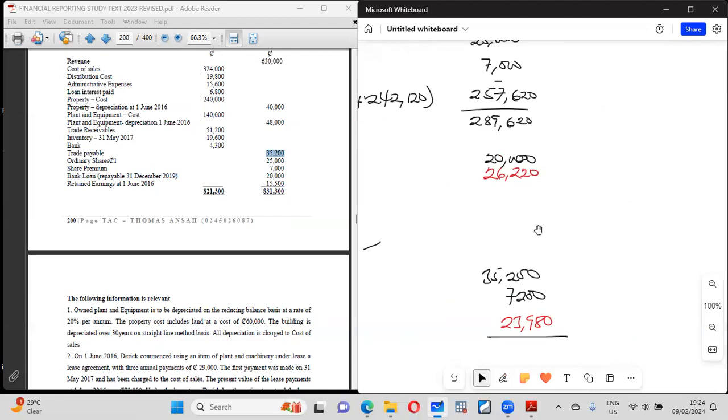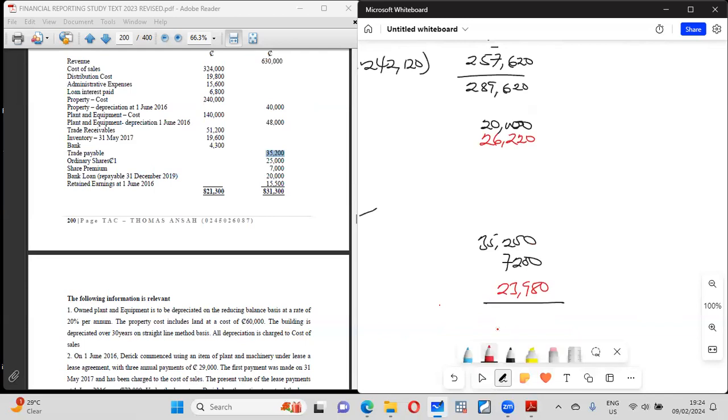Okay, so that is that. So you have 289,620 plus 20,000 plus 26,220 plus 35,200 plus 7,200 plus 23,980. It balances squarely. So what I have here is 402,220. So that is how you solve a publication question.